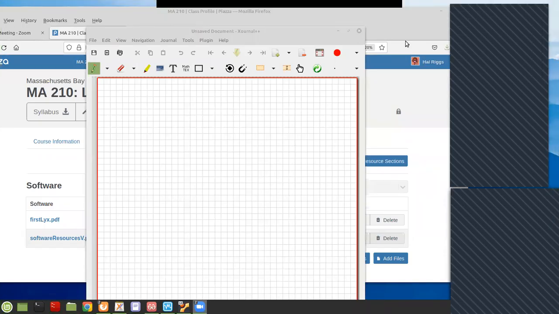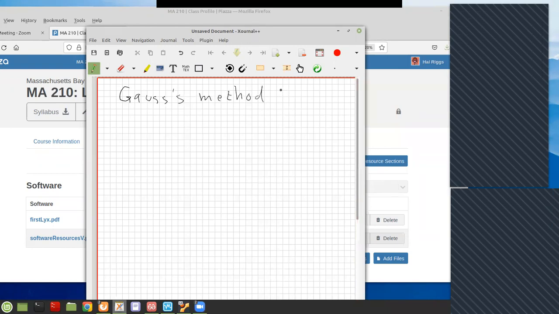Okay, so what we're going to do is review what we did last time, which was starting off with Gauss's method of solving linear systems. Okay, so let's look at a linear system.